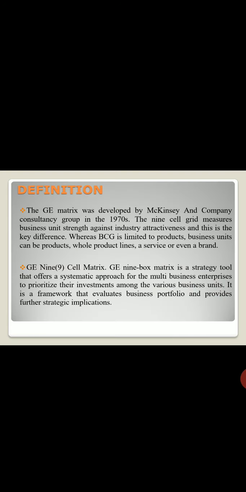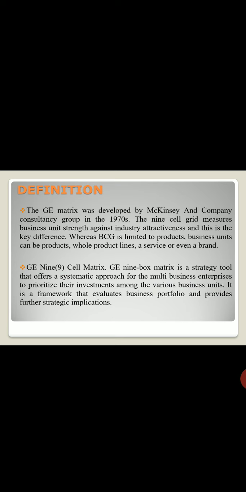So before that, let us understand what the GE 9 cell matrix means. The GE matrix was developed by McKinsey and the consultancy group in the 1970s. The 9 cell grid measures business unit strength against industry attractiveness, and this is the key difference. Whereas BCG is limited to products, business units can be products, a whole product line, a service, or even a brand.